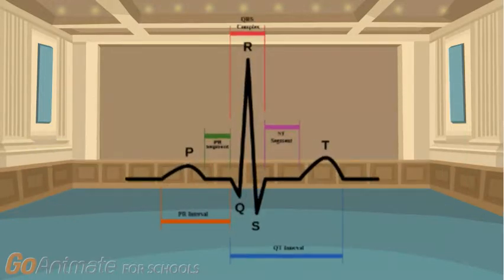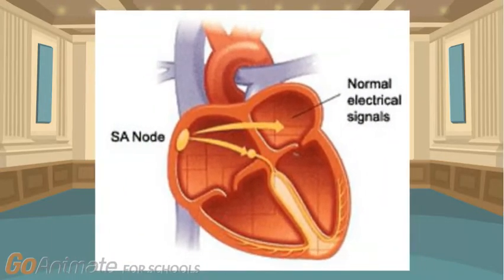So, let's zoom in on a single beat so you can understand what exactly is happening with these signals as they pass through the heart. This first little hump, known as the P wave, represents the sinoatrial node signaling, causing the electrical signal to travel through both atria. With this electrical activity, the atria simultaneously contract, pushing blood into the ventricles.